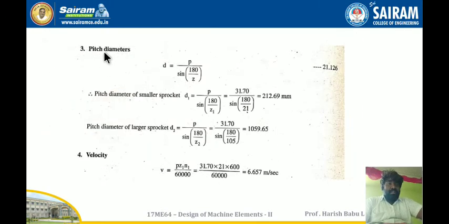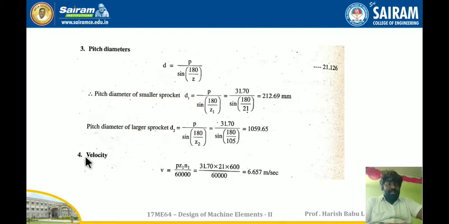The third step will be pitch diameter. So D is equal to P by sin(180/Z). I'm going to substitute Z1 and Z2 over here to get D1 and D2. So I'm going to get D1 as 212.69 mm and D2 as 1059.65 mm.